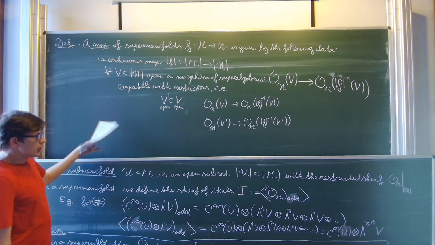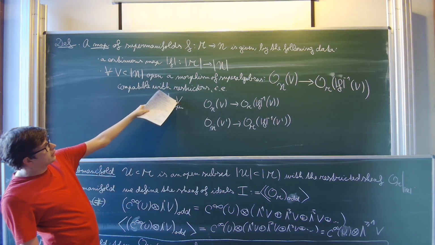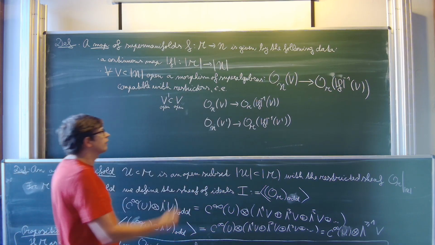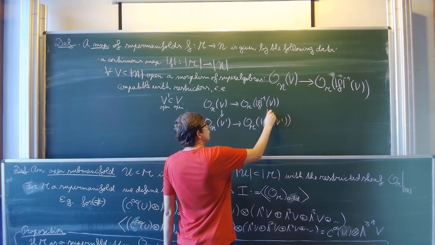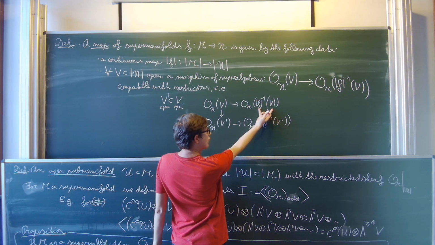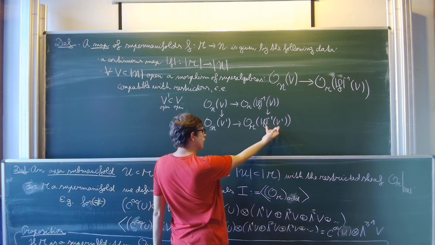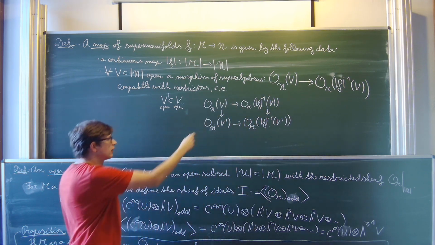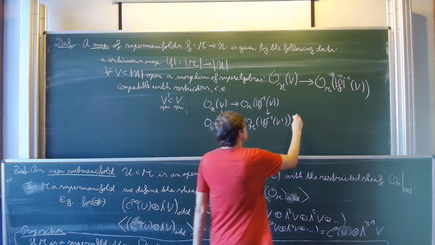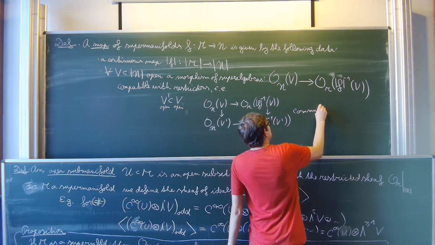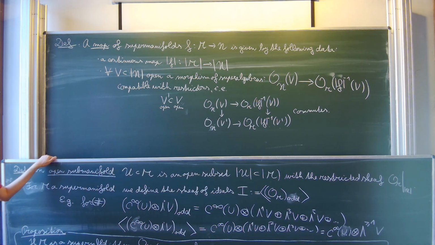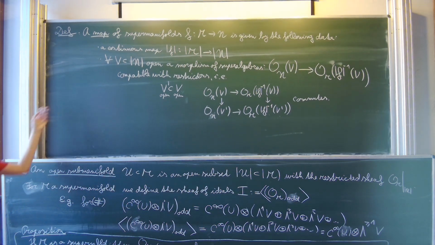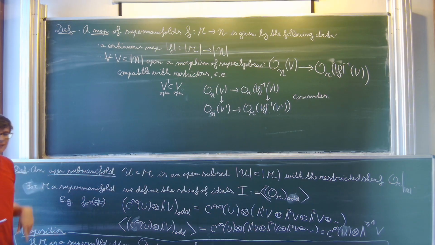But because these things are sheaves, if I go from a bigger subset to a smaller one, then I get a restriction map which goes in this direction. And the same I get here, because again, the preimage of v prime is contained in the preimage of v. So I have sheaf restrictions here, and I want this to commute. It's the obvious requirement. There is nothing to say about this. It just says that it behaves nicely.